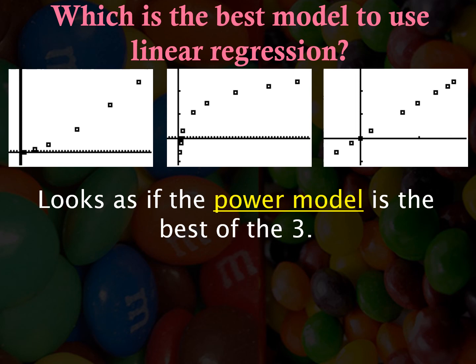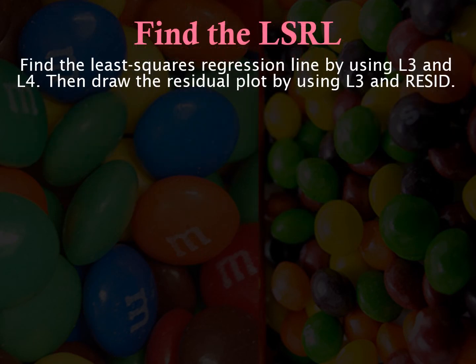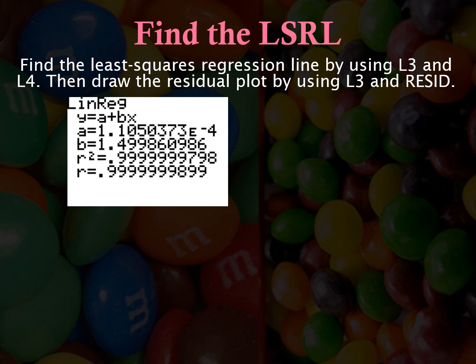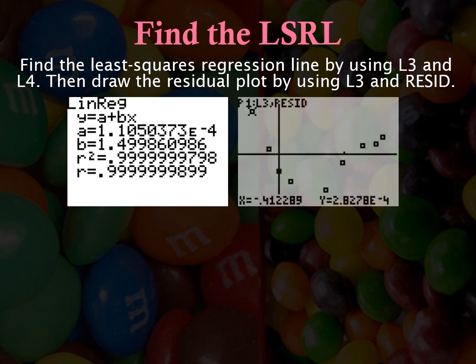Now, there will be times where you'll see that exponential and power look about the same, and mathematically, you can probably go with either one, it'll be fine. So let's find the least squares line. We're going to use L3 and L4, which is log x, log y. Here's a linear equation. There's a residual plot. Now notice the residual plot does have a bit of a pattern.